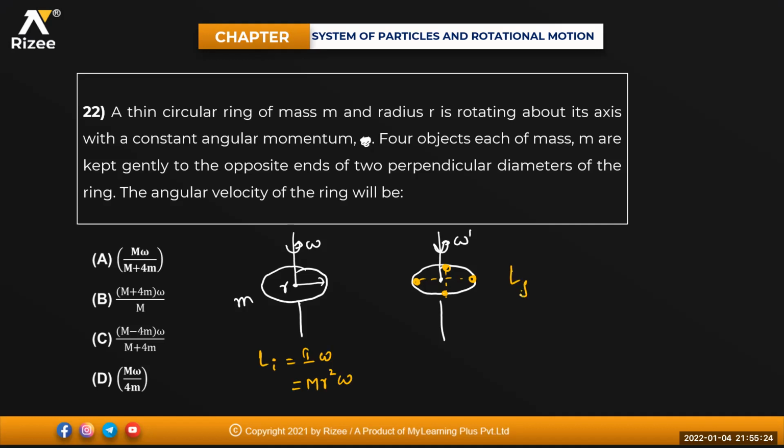Final angular momentum will be I cm plus m r square into omega dash. So moment of inertia for this one is m r square, because for the ring, moment of inertia passing through the center and perpendicular is m r square. How many masses? M plus m plus m plus m. That means that is your 4m r square into omega dash, isn't it?